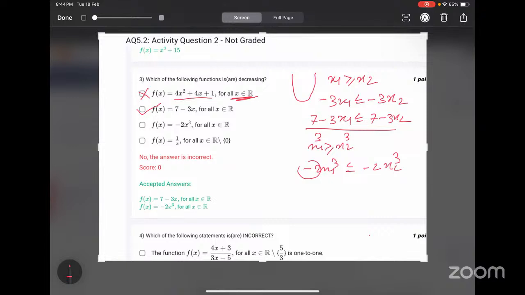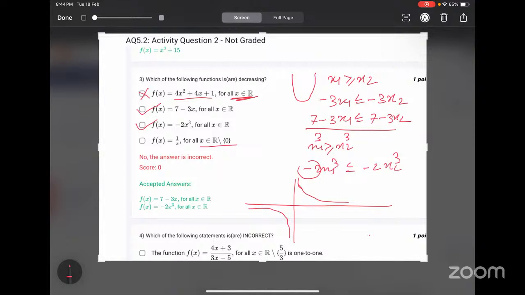I have put 1 by x also as a correct answer. No, actually the graph of 1 by x is like that. In one portion of the domain it is increasing, and in another portion of the domain it is decreasing. I have taken only the positive side: 1, 1 by 2, 1 by 3, 1 by 4, 1 by 5. Actually, it is decreasing only when it is positive.